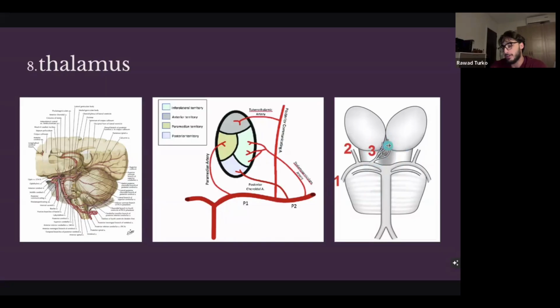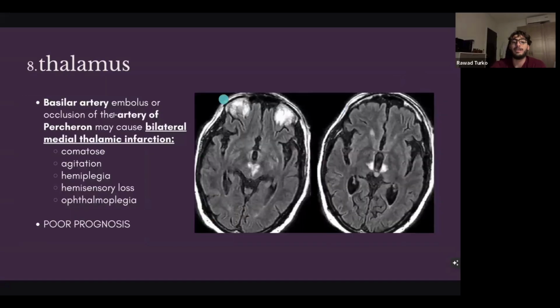Okay, and it's an anatomical variation, so it's not seen in all patients, but it's very important because if we have an occlusion of this artery in patients who have this anatomical variation, it's going to lead to a bilateral thalamic infarction, which has devastating effects on a patient's neural functioning. Okay, so a basilar artery embolus or an occlusion at the artery of Percheron.